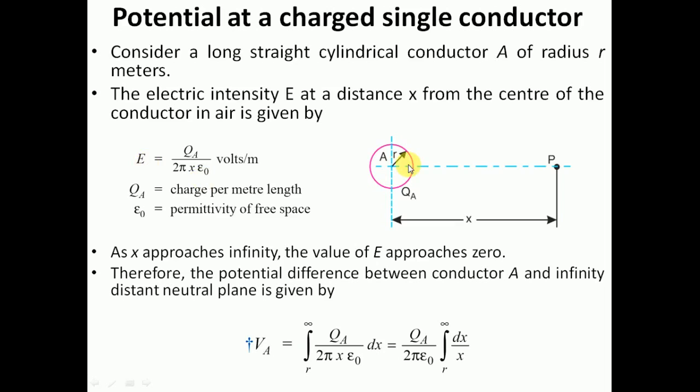Now let's find the potential difference between the surface of this conductor and the neutral plane which is situated at infinity. That can be easily found out by integrating the value of electric field intensity from the surface to infinity. That is, integrating it from r to infinity, taking Qa by 2 pi epsilon 0 outside the integral. So actually this potential at A is defined as the potential difference between the surface of the conductor and the neutral plane which is located at infinite distance apart.